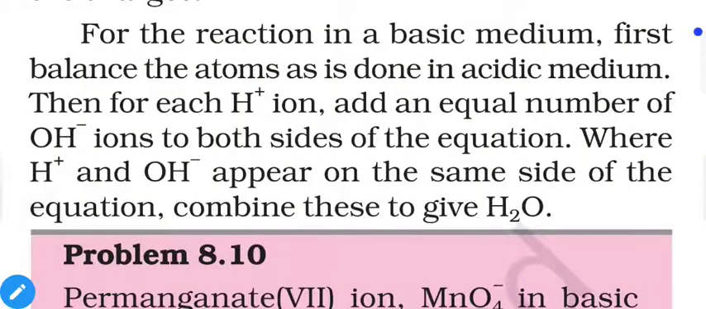And one more thing to note down: for a reaction in basic medium, first balance the atoms as is done in acidic medium. Then for each H plus, add an equal number of OH minus ions to both sides of the equation. Now keep in mind we will add H plus on either the reactant side or the product side, not both. But in basic medium, if you add 5 H plus, then you have to add 5 OH minus on both sides. H plus will be added on just one side, but OH minus will be added on both sides. So this is the change if you have basic medium.